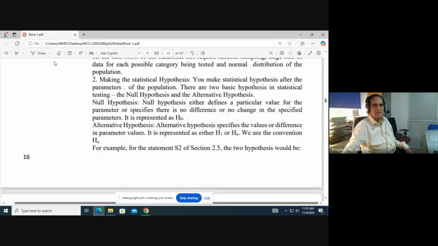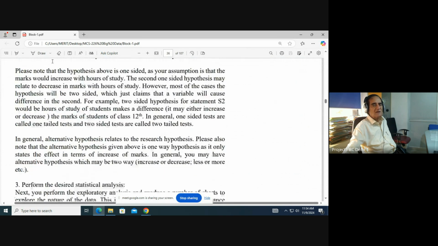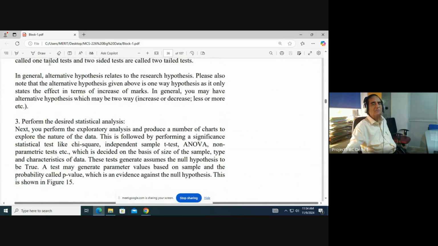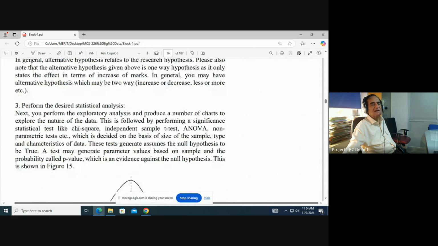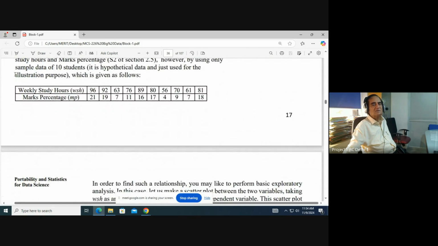For example, for the statement S2 of section 2.10, two options would be: there is no effect of hours of study on the marks percentage of 12th class, or the marks of class 12 improve with the hours of study of the student. So these are the two things: no effect of hours of study, but improves by the hours of study. So these are the various types. Perform the various desired statistical analysis, so you can then do all the things.